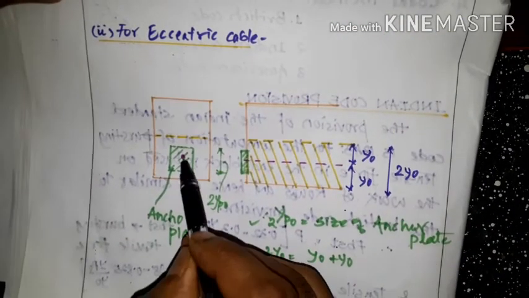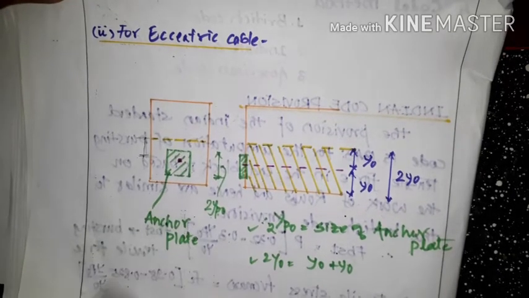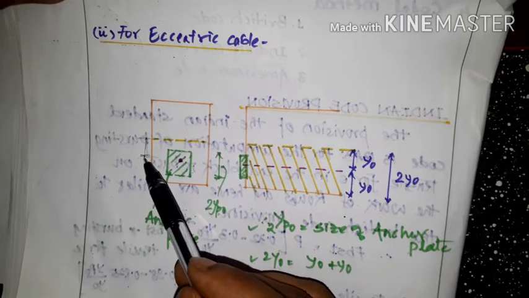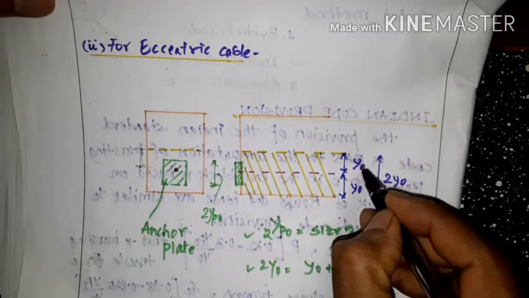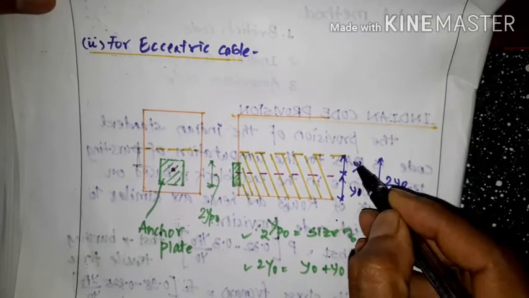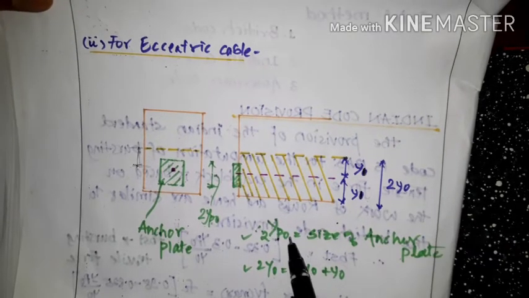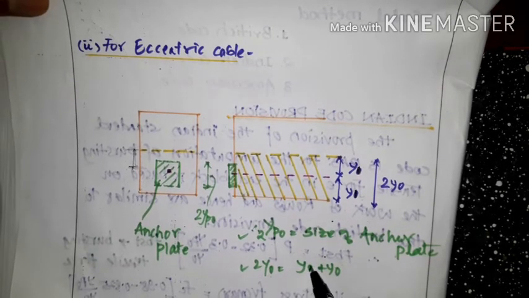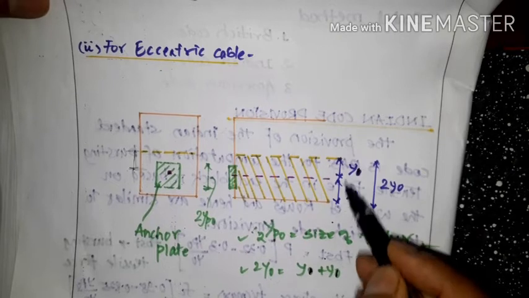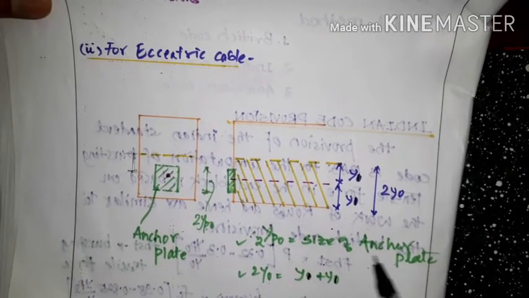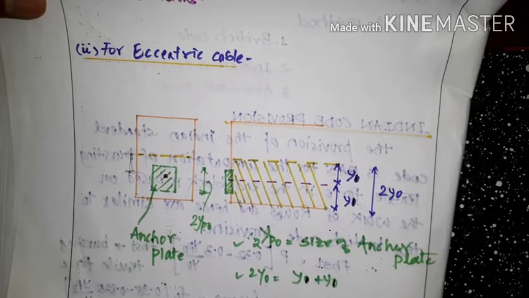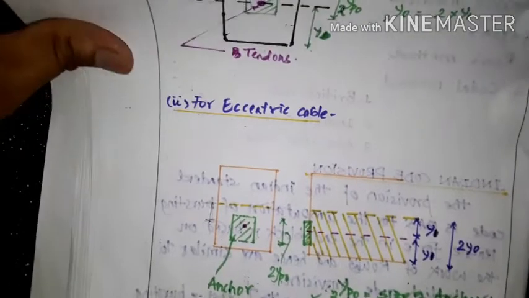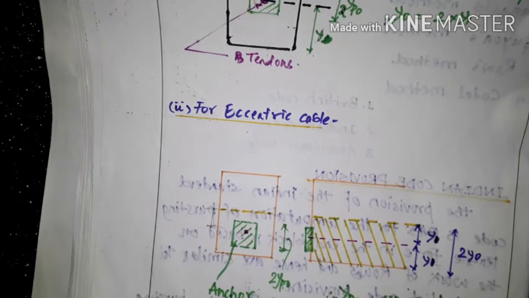And for the cable that is eccentric, with some eccentricity e, again a small correction: both are y1 and y1, so that is y naught. So yp naught is the size of the anchor plate and y naught is y1 plus y1, that is 2 y1. Based on this we'll solve one small problem to calculate the stresses.